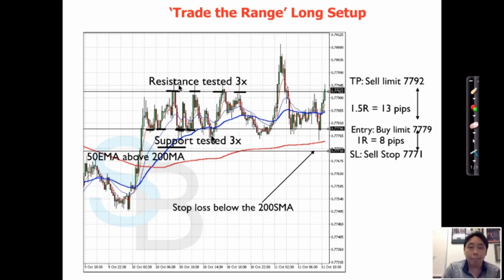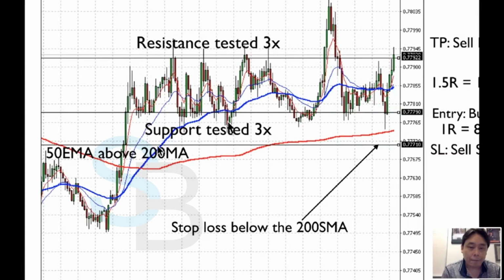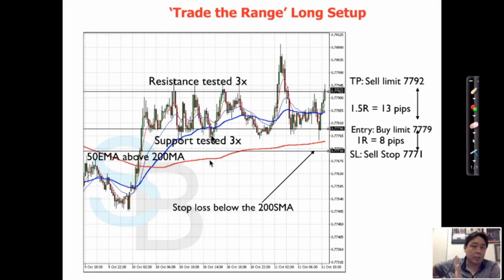Next, is it an uptrend bias? So again, there's an uptrend bias in this case because the 50 moving average is above the 200 moving average. So the trend bias is up. We're going to go long when we see the price coming down to the support level, all right?